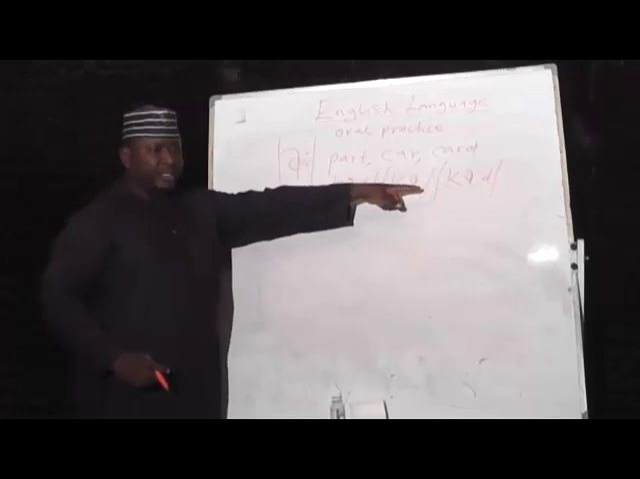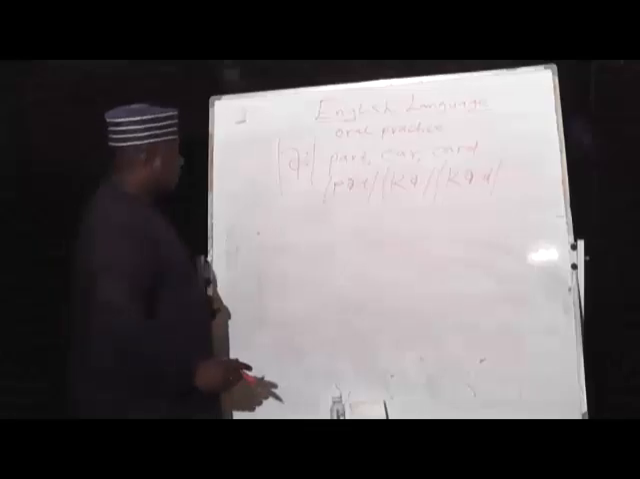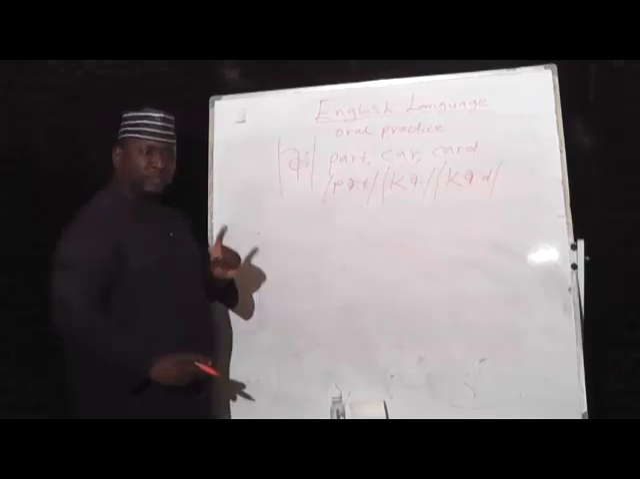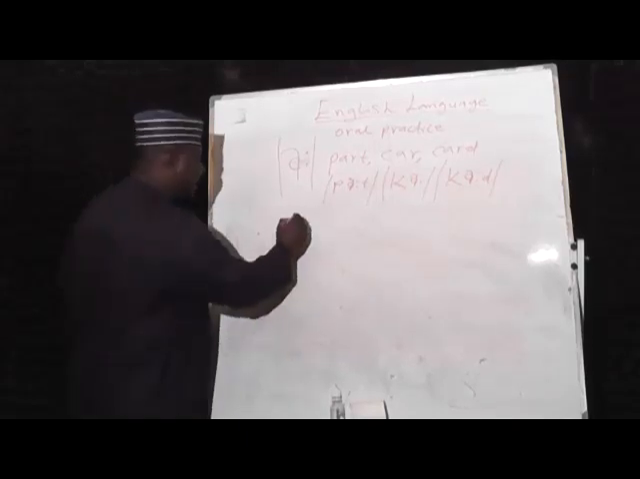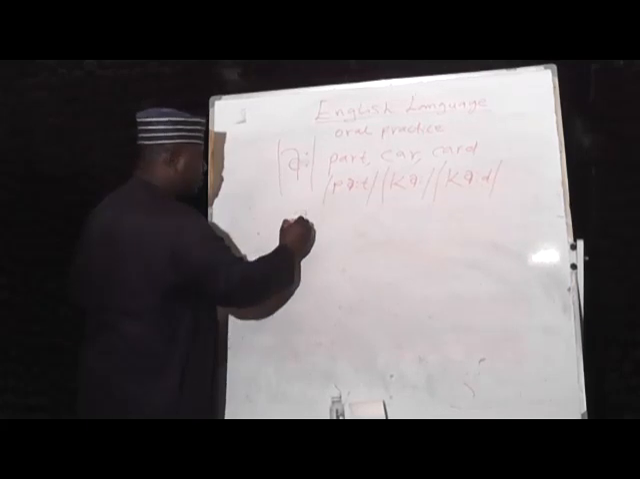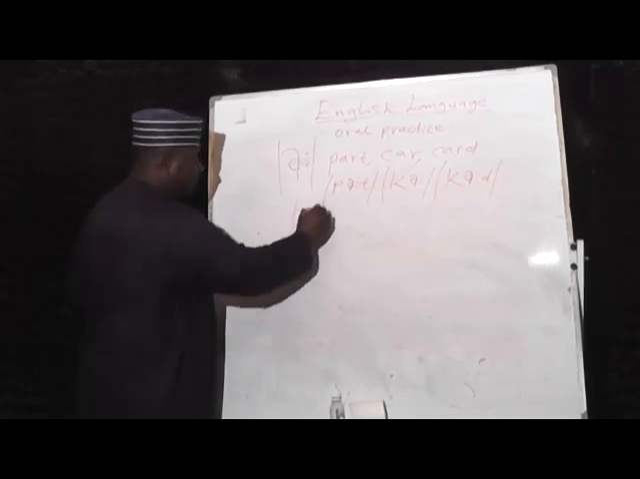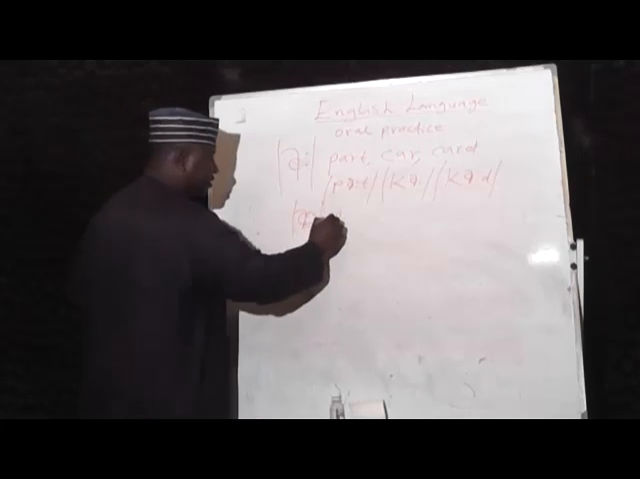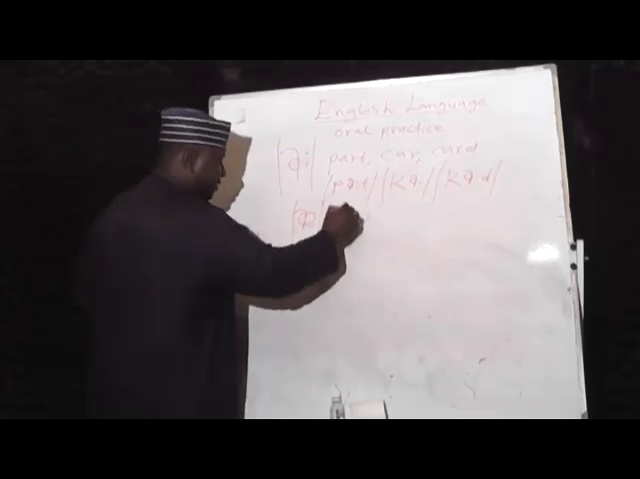Pronounce it for me. Ka. Again. Ka. Good. Do you remember vowel number 4? It is written like this, or like this, or like this.